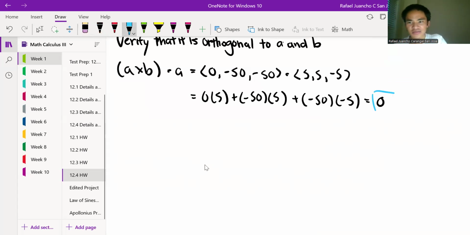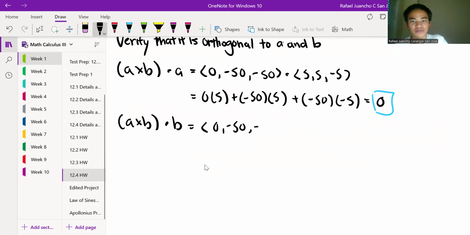So yes, that is orthogonal. We're trying the other one just to be extra sure, I guess. I'm not worried. Answer is 0. We're just checking though.